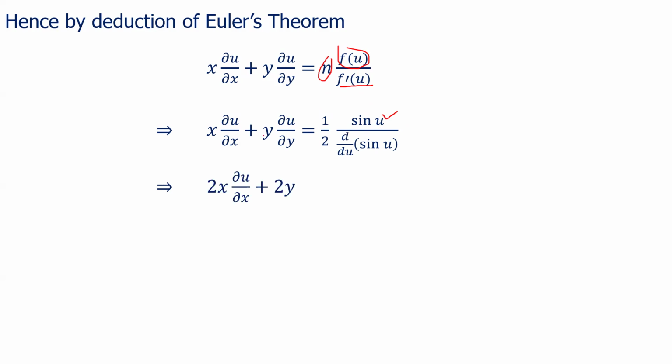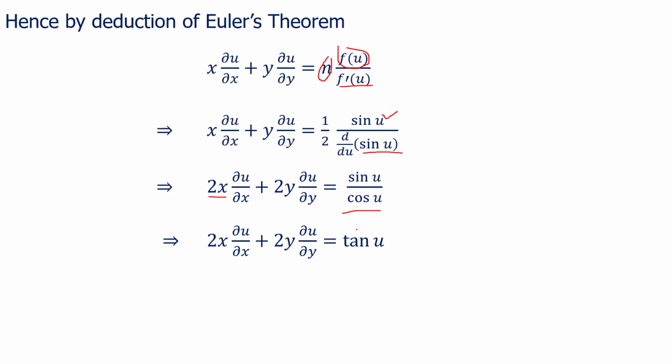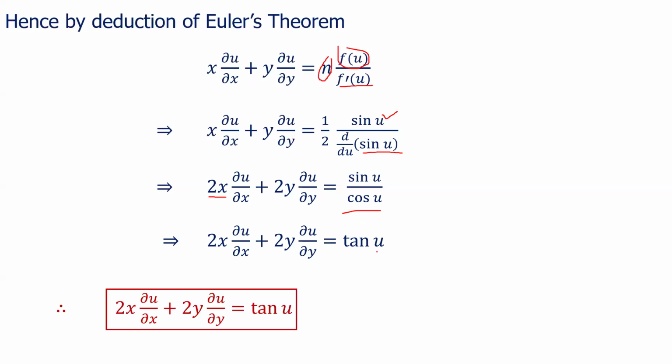So now we can multiply the whole equation by 2. So this becomes 2x del u del x plus 2y del u del y. And the derivative of sine u is cos u. So this is nothing but 2x del u del x plus 2y del u del y, which is equal to 10u. And this is our result, hence proved. Thank you.